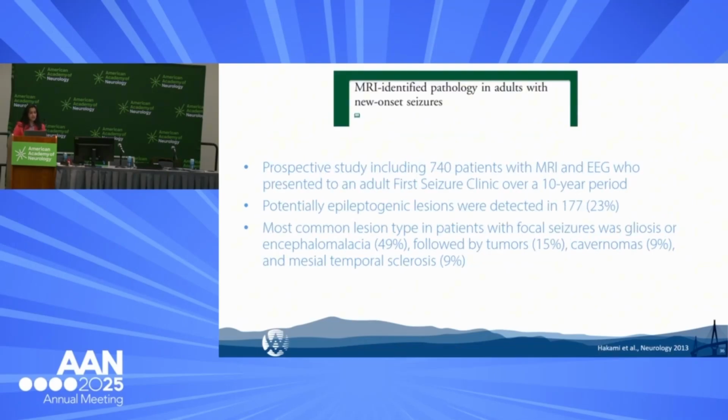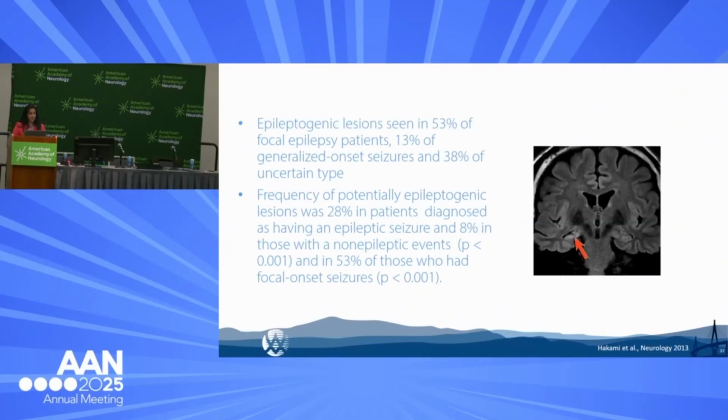So with this study, they looked at 740 patients with MRI and EEG data who presented to a first seizure clinic over a 10-year period, and potentially epileptogenic lesions were detected in 23%. Most commonly, the types of lesions found associated with focal seizures were gliosis or encephalomalacia, followed by tumors, cavernomas, and mesial temporal sclerosis. Epileptogenic lesions were seen in 53% of focal epilepsy patients, but about 13% of generalized onset seizures and 38% of uncertain type.